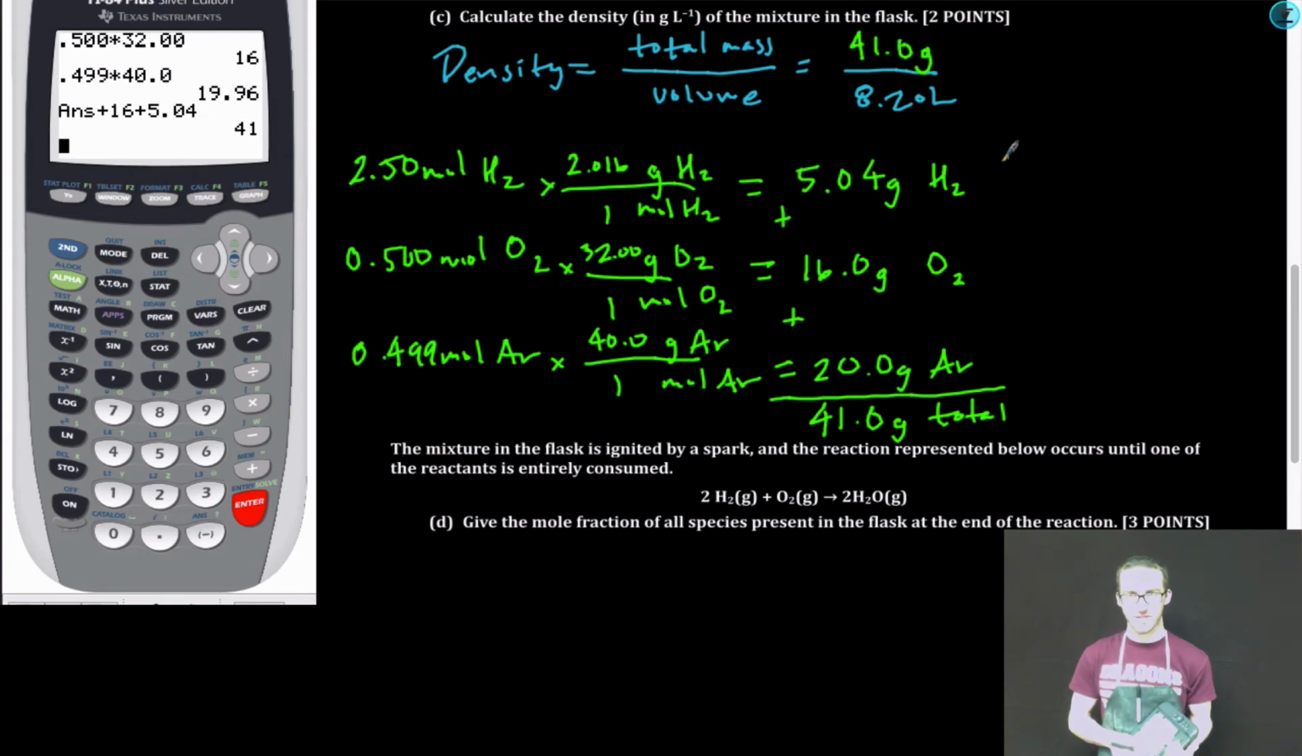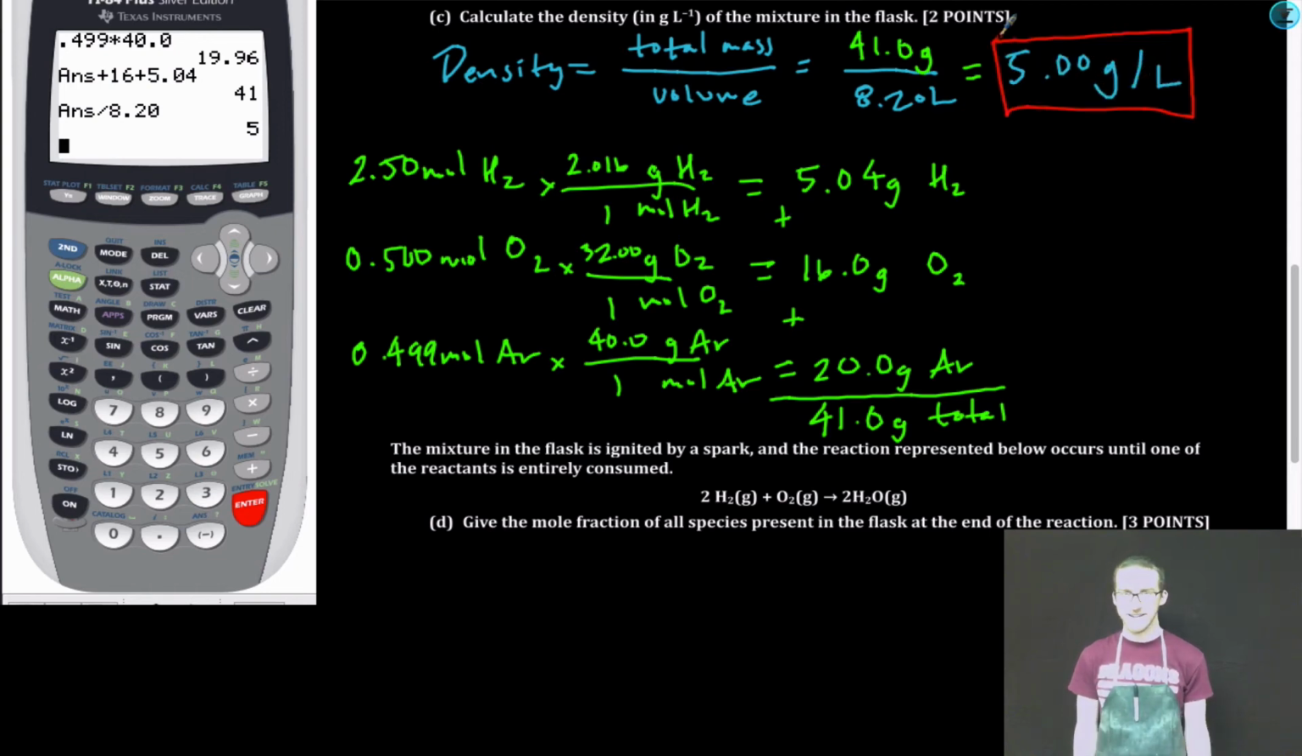41.0 grams. Divide that by my volume. Divide by 8.20. The density of our mixture of gases in grams per liter, 5.00 grams per liter. Boom. Careful with your sig figs. You've got addition, multiplication, division. Those sig figs are never going away.